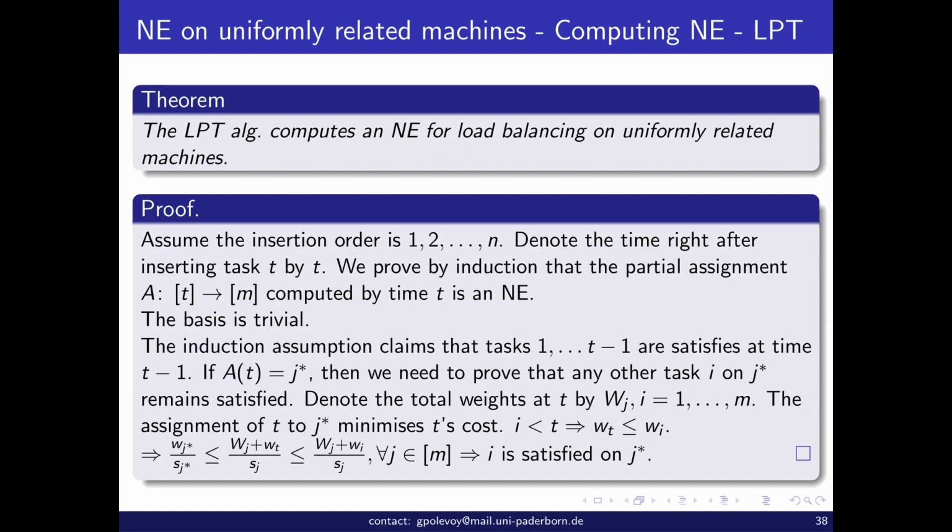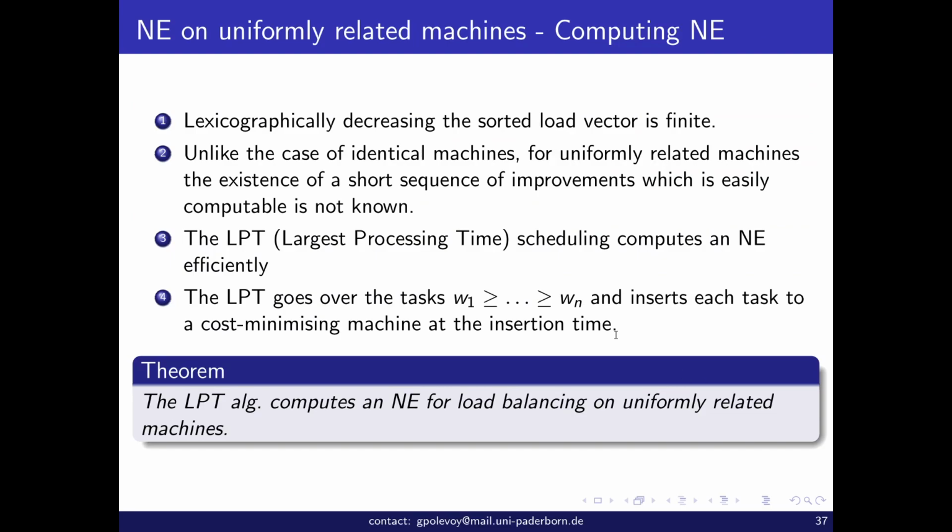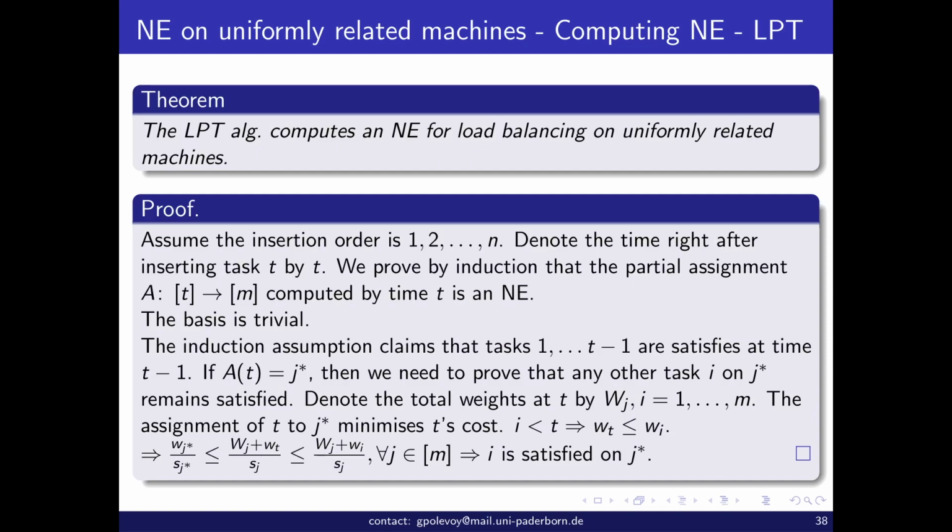So now we need to prove that indeed it computes a Nash equilibrium. Assume the insertion order is 1 till n. I remind you that we go over all the tasks in a non-increasing order of weight. There are several such possible orders if you have ties. And each task goes to some machine where the cost it experiences at the time of insertion will be minimum. So we assume, without loss of generality, that the insertion order is 1 till n. That's how we assume the tasks are named.